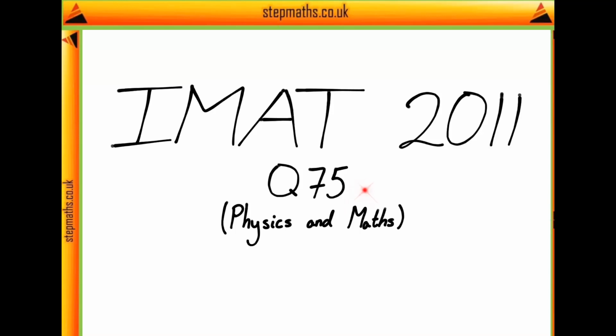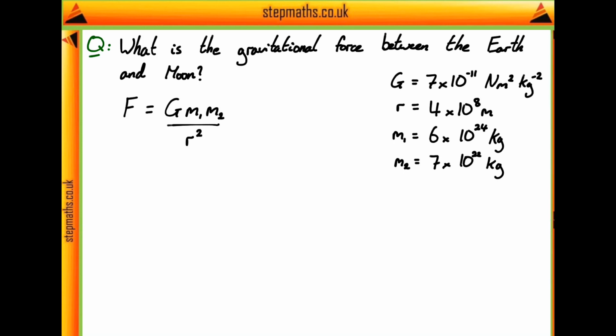Here we're going to look at question 75 from the IMAT 2011 paper. In this question, we're given Newton's law of gravitation, that the force between two objects is given by the gravitational constant G multiplied by the mass of each of the two objects, m1 and m2, divided by r squared, where r is the distance between the two objects. We're also given the gravitational constant G.